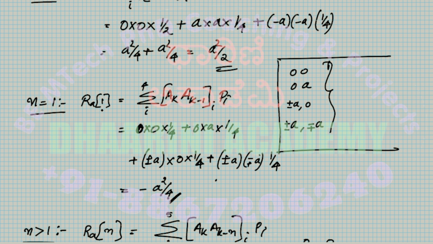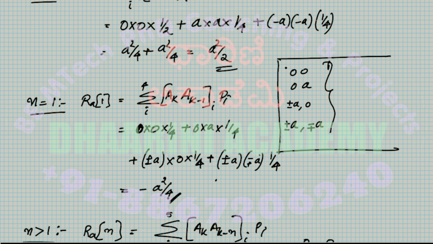You may have 0 and 0. Fine. You may have 0 and 1 represented as 0A. But the next one could be plus A and 0 or minus A and 0, one of them. But if you have a plus A, the next one will be minus A. And if you have a minus A, the next one will be plus A. These are the various combinations.